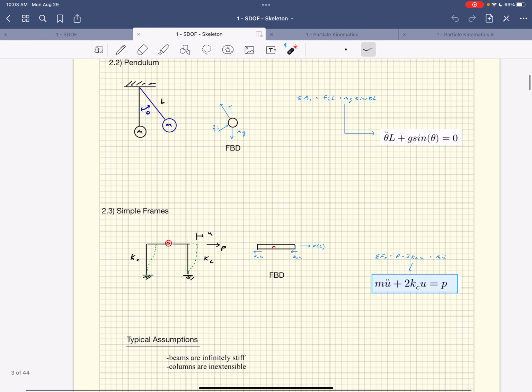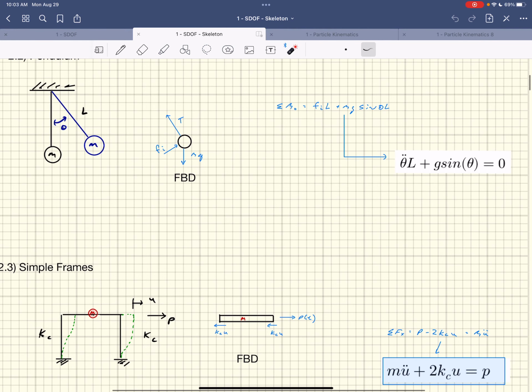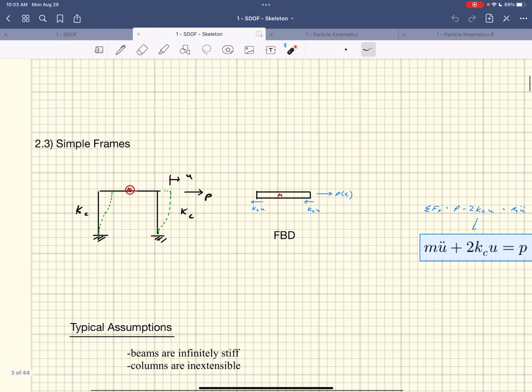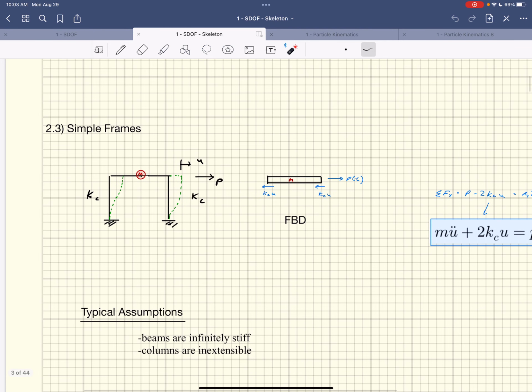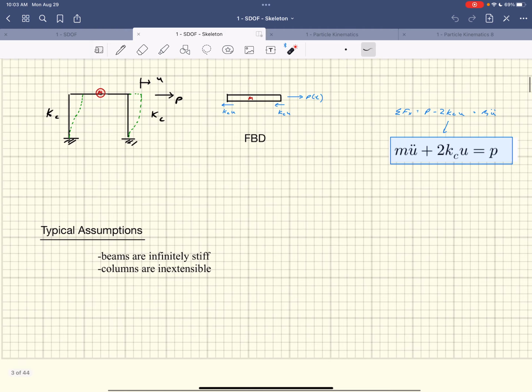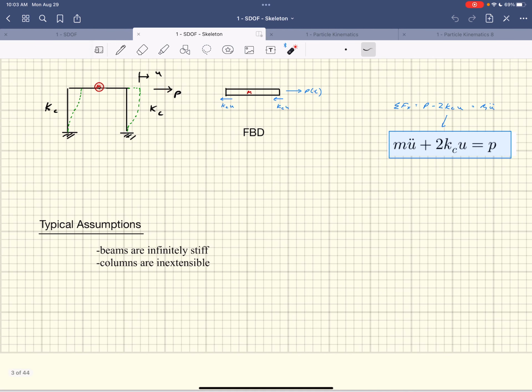Then we derived an equation of motion for the pendulum. Then we did an equation of motion for the frame. And this frame is equivalent to that spring damper mass cart system. It all ends up being the same. Just how you handle the stiffness is what is different.